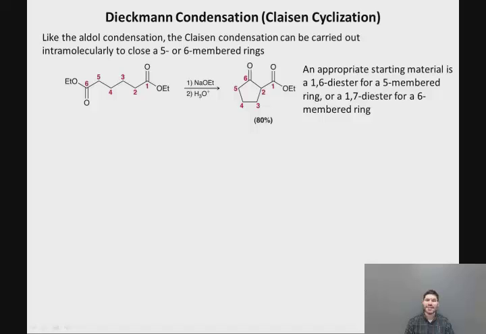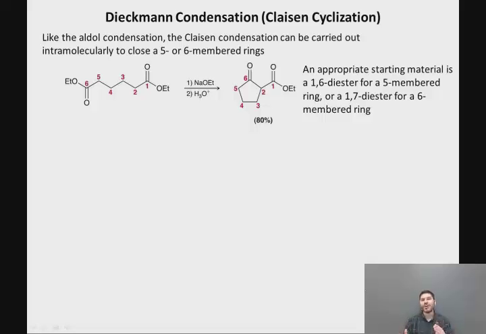neutral product, this now gives us a cyclopentanone with an ester sticking off the carbon alpha to the ketone. In other words, this is a beta keto ester. So an appropriate starting material for such a reaction, if you want to close a 5-membered ring, is, as we have seen here, a 1,6 diester.